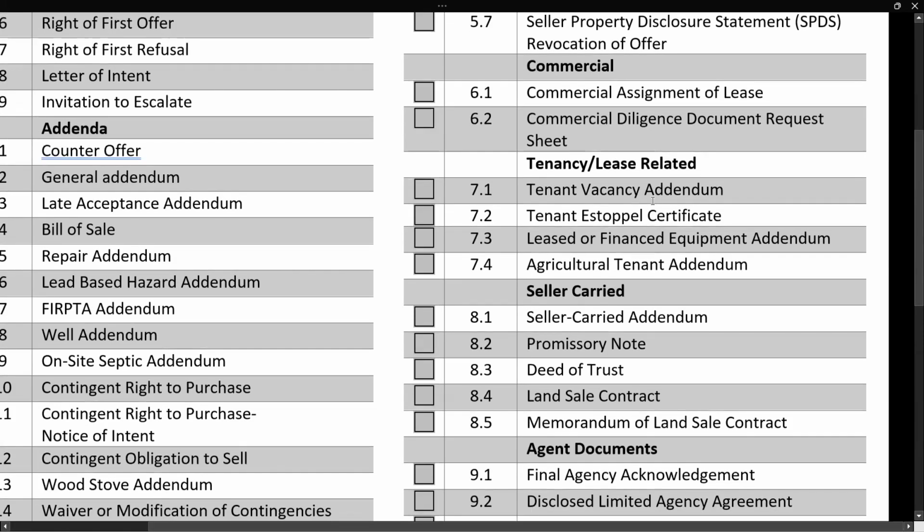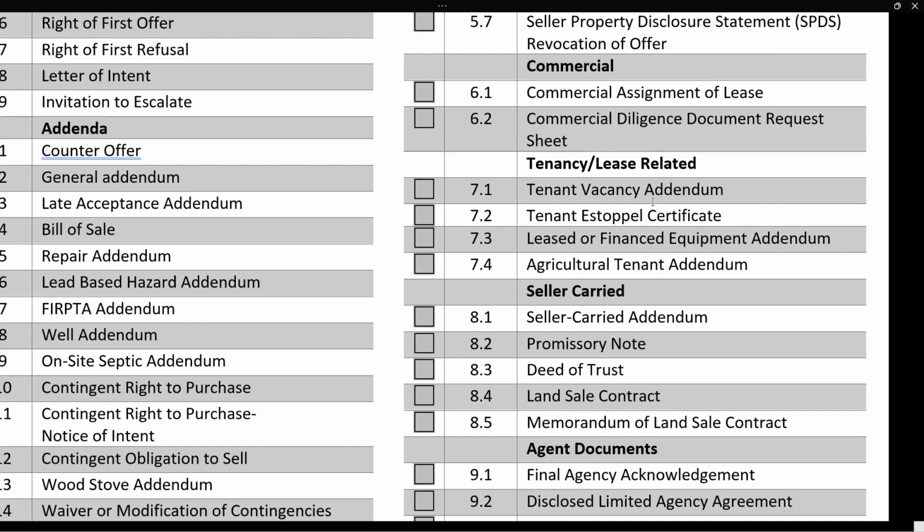Our sevens are tenancy and lease related documents. The sevens are how the tenants are dealt with on a property. 7.1 is the tenant vacancy addendum. This is meant to be used when you have a situation where the seller is obligated to provide a termination to a tenant living on the property. If you have a tenant on the property and the seller is not terminating them, you would use the investment property addendum. The property is an investment property of the buyer at that point.